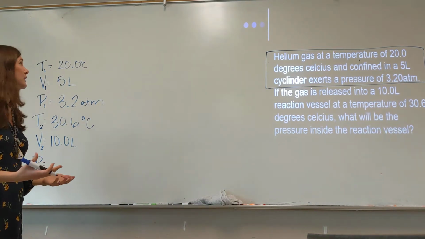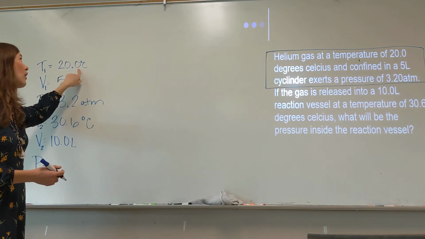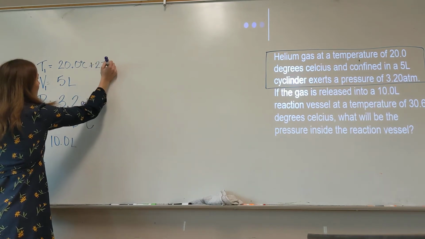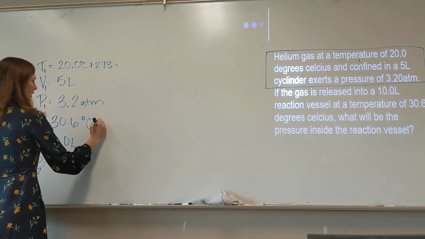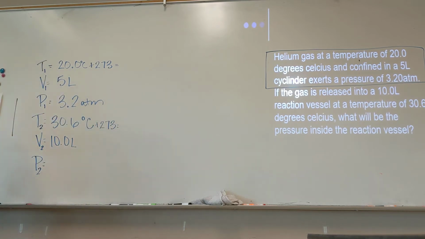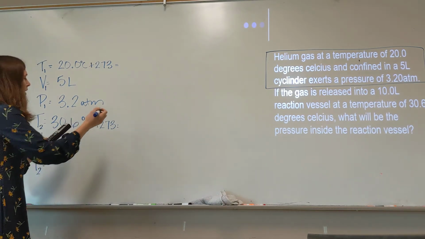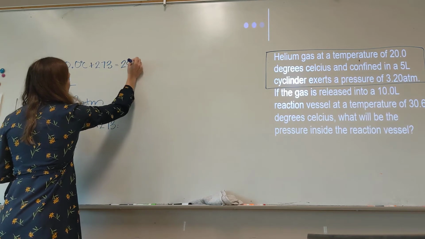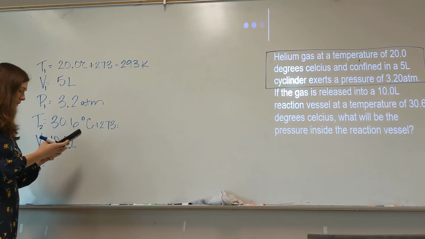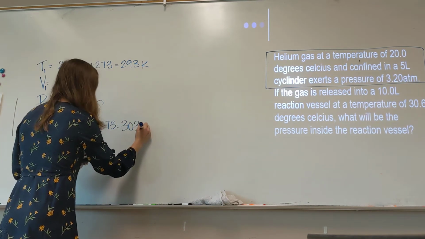Before I can solve, my temperatures are given in Celsius. I need to change them to Kelvin. In order to do that, I have to add 273. So 20 plus 273 is 293. 30.6 plus 273 is 303.6.